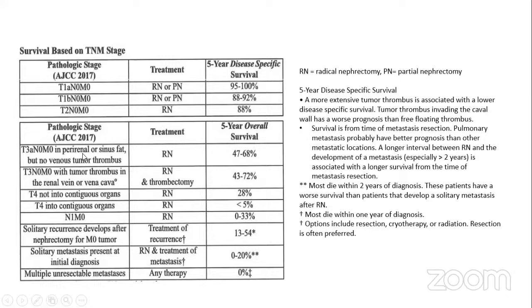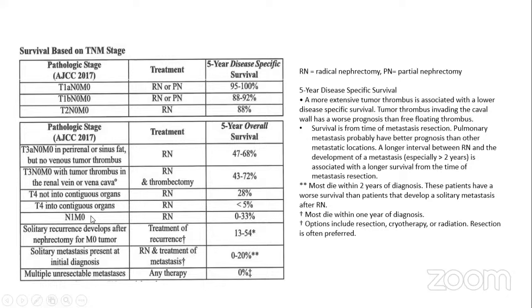T3A and N0M0 in the perirenal or sinus fat, but no venous tumor thrombus, radical nephrectomy. The survival is 47 to 68%. This is according to the pathological stage. And T3 and N0M0 with tumor thrombus invading the vena cava, we do radical nephrectomy and thrombectomy. The survival rate is 43 to 72%. And T4 not into the contiguous organs, this is radical nephrectomy and 28% survival rate. T4 into the contiguous organs, this is radical nephrectomy and survival rate is less than 5%.